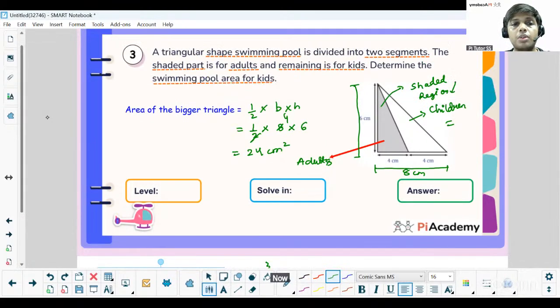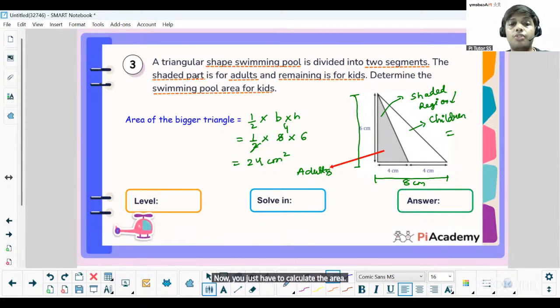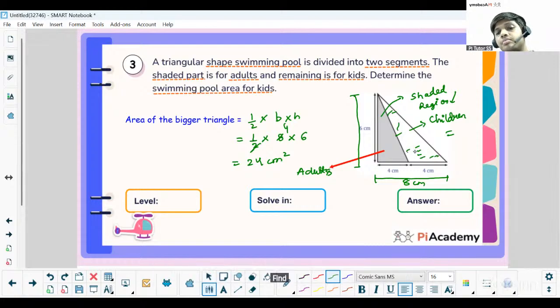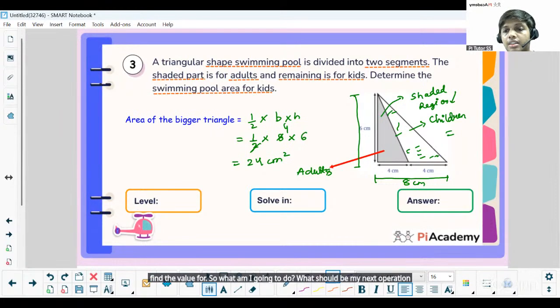Now you just have to calculate the area of the swimming pool for the kids. So this is the section that you need to find the value for. So what am I going to do? What should be my next operation? What do you guys think? Yes, Shanvika?